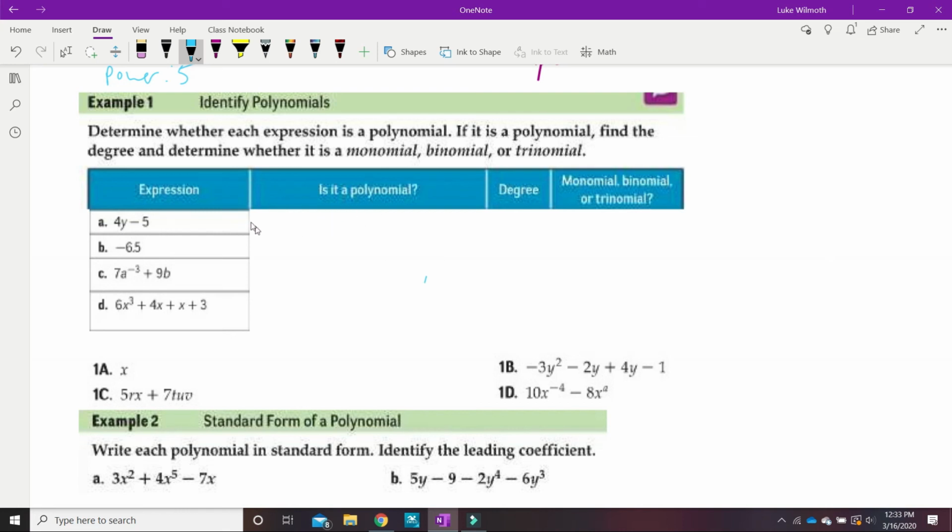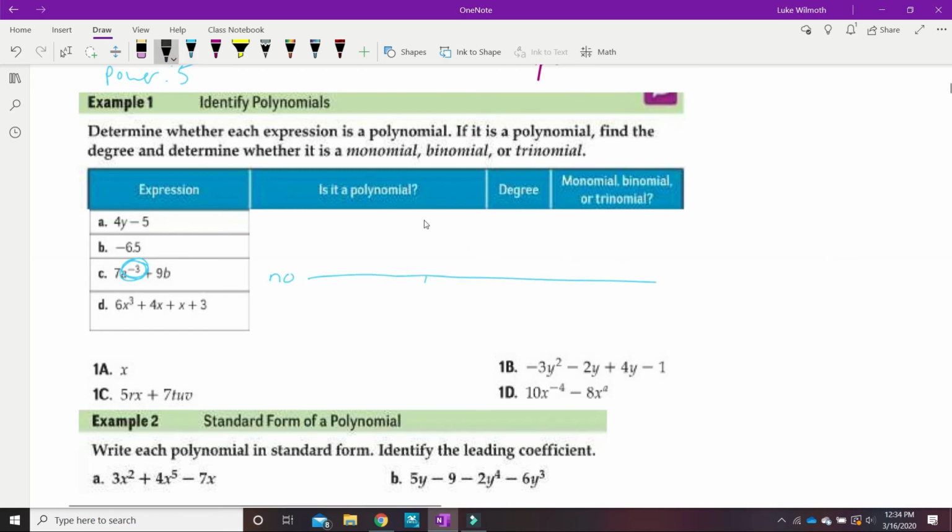The first question just says, is it a polynomial? So all I'm looking for is, is the power negative? If there's a negative power, it's not a polynomial. So let's take a look. C is not a polynomial because it has a negative power. So this one is no, and I don't have to do any of the rest of the problem.